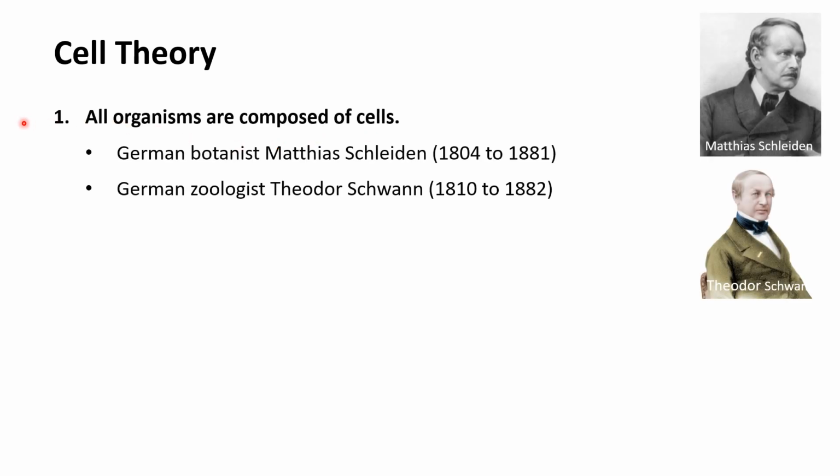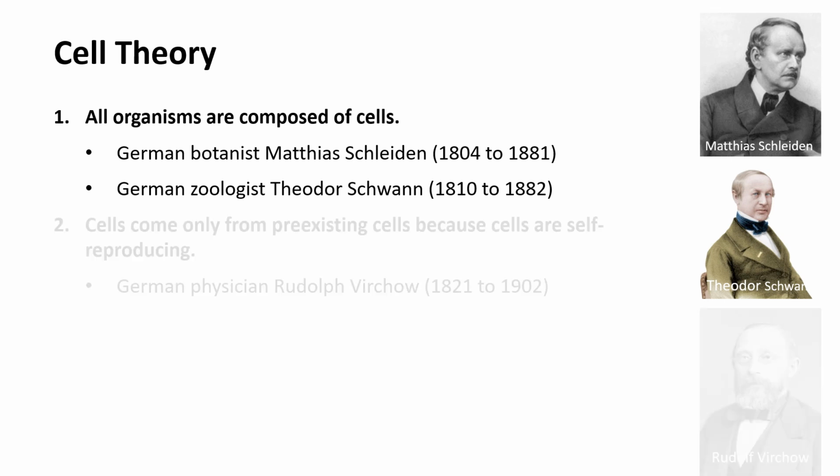To begin, we'll discuss the cell theory. The cell theory states that, well, there are three postulates actually to the cell theory. First, that all organisms are composed of cells, and this was discovered and proposed by two scientists, a botanist, Matthias Schleiden, and a zoologist, Theodor Schwann.